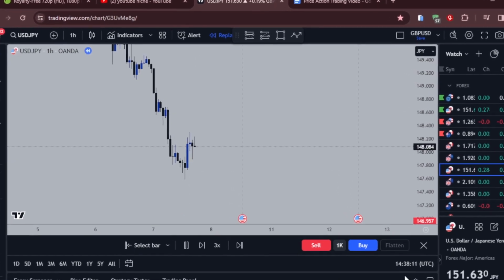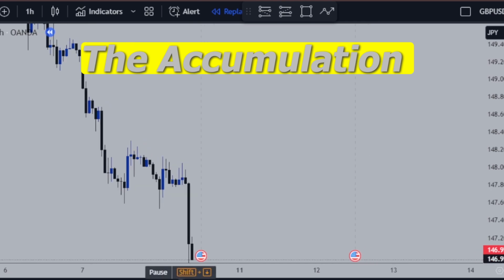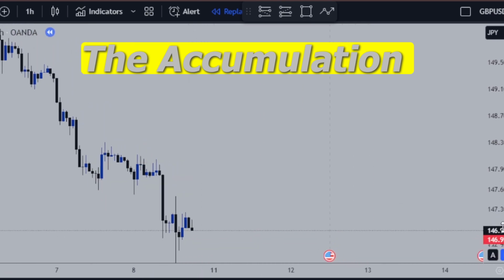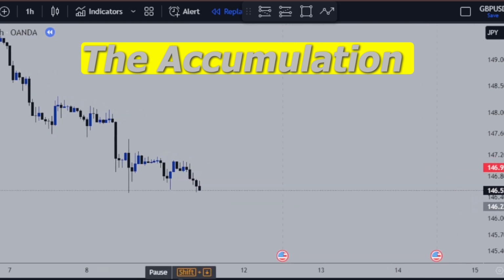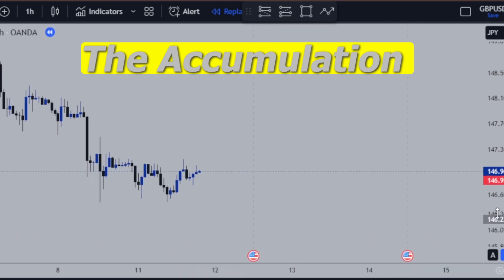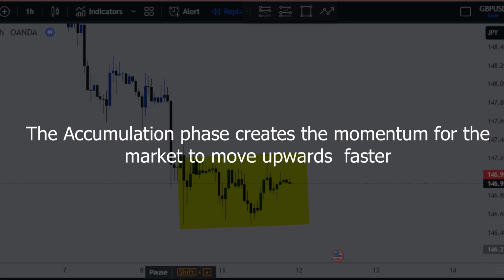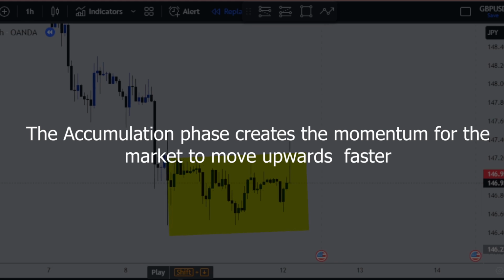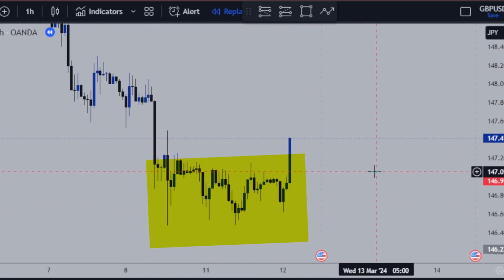The first one is the accumulation stage. When it comes to the accumulation stage, you have to understand that before the market moves to the upside, it starts by building momentum. And this is where you get the accumulation phase. It is just a range that comes before the market stretches to the upside. The accumulation is just a phase where the market is building momentum to go to the upside. The market has to create this momentum before it moves to the upside so that there is enough volume for the market to move to the upside.